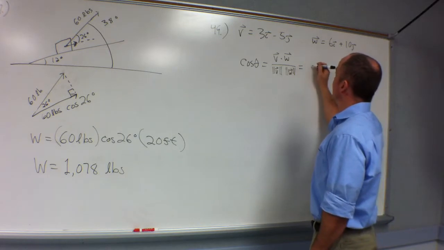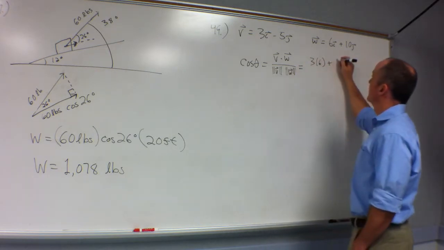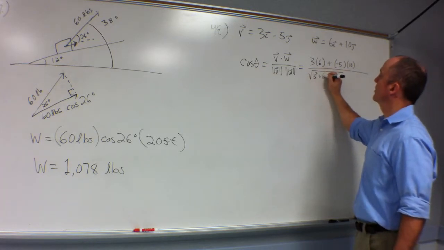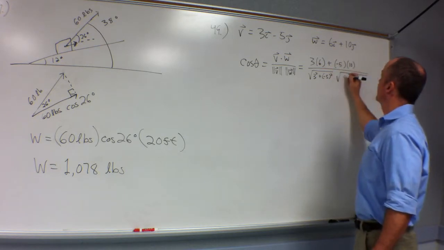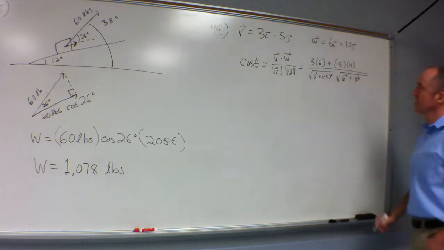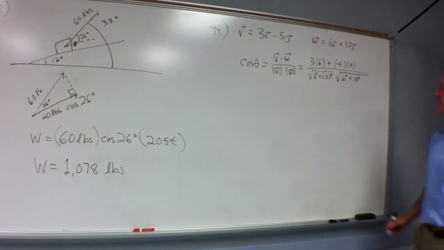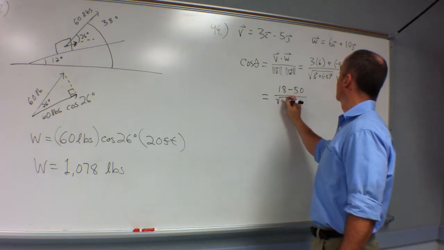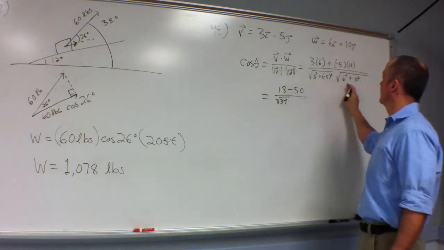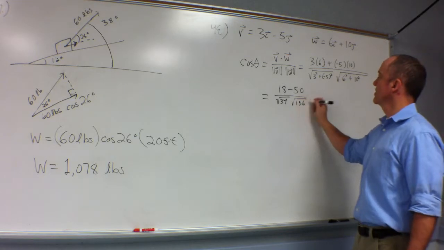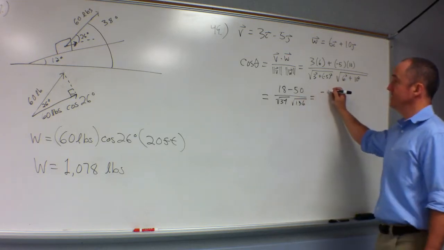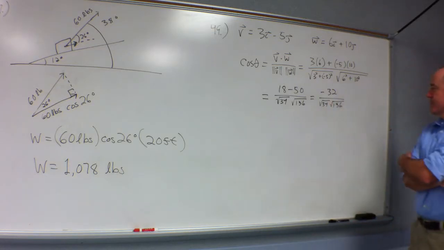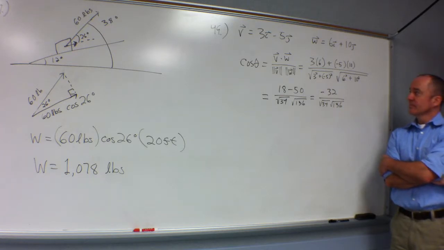Okay, good. So that's going to be 3 times 6 plus negative 5 times 10, over the Pythagorean theorem: square root of 3 squared plus negative 5 squared, multiplied by the square root of 6 squared plus 10 squared. Is that correct? Yeah. Okay. Then that's going to be 18 minus 50 over root 34, 25 plus 9, times root 136. So that's negative 18 minus 50 is negative 32, over root 34, root 136. Double check.